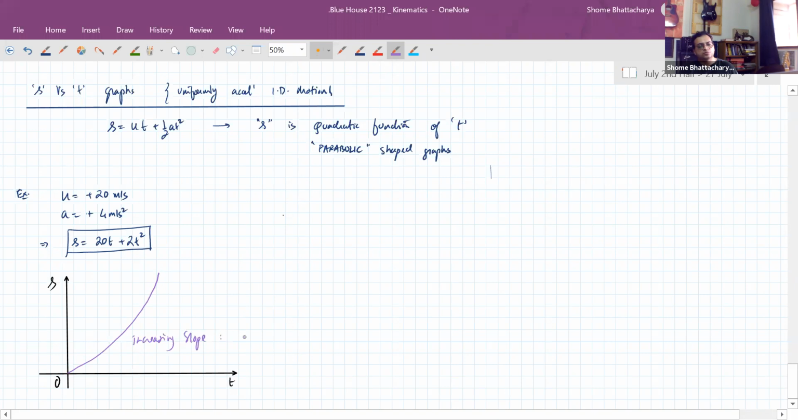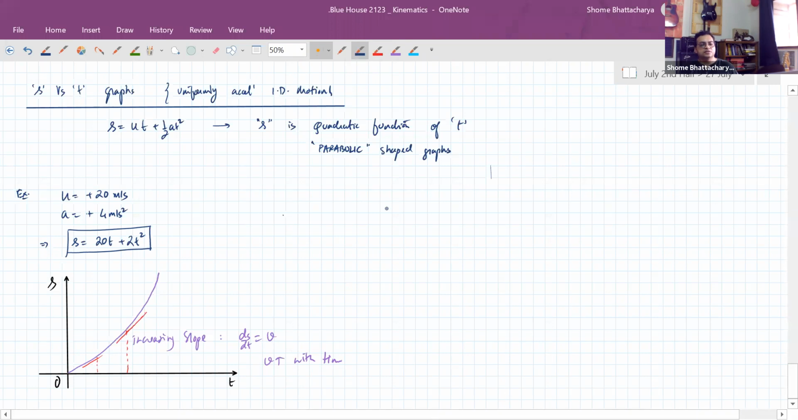Because what is the slope? V. And V is increasing with time. For example, if I draw a tangent over here compared to another tangent over here, you can see the slope of the tangent has increased.